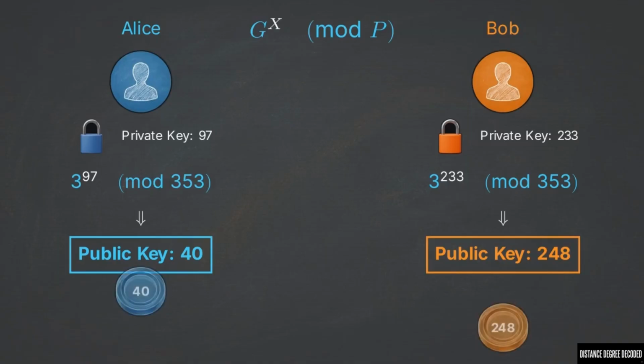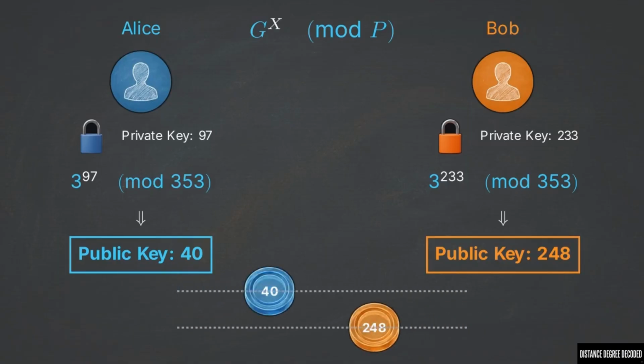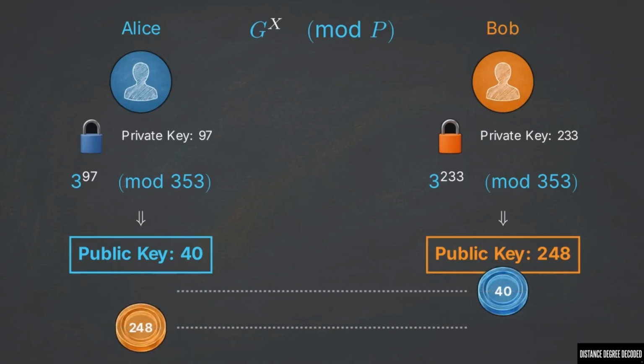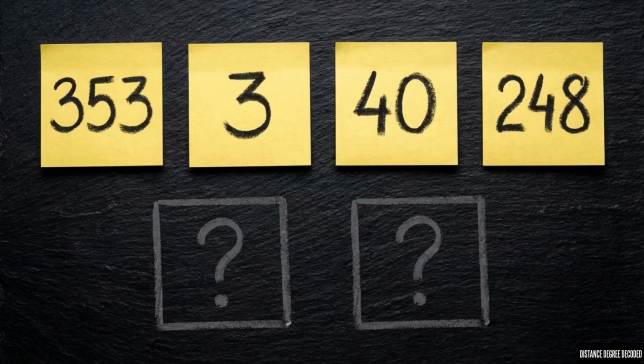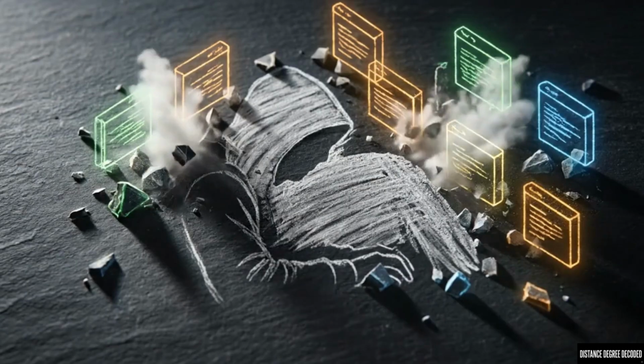Alice sends her 40 to Bob across the open network, and Bob sends his 248 to Alice. An eavesdropper has now intercepted four numbers, the original 353 and 3, plus the exchanged 40 and 248. But they still lack the private keys. To find those private keys, an attacker would have to reverse the modulo math. With large enough numbers, calculating that reverse path is computationally unfeasible.